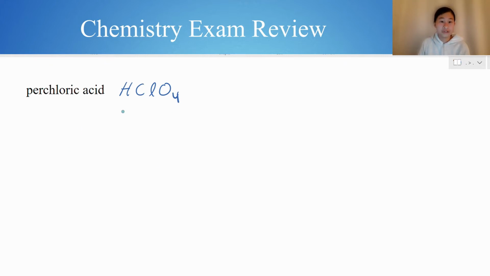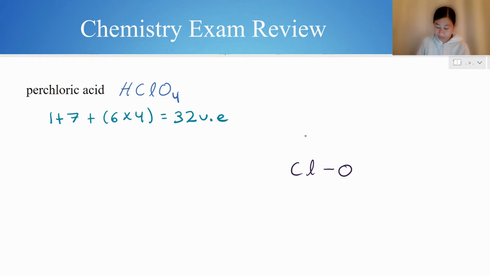So our first step in drawing the Lewis structure is to count the number of valence electrons. Hydrogen has 1 valence electron, chlorine has 7 valence electrons, and then we have 6 valence electrons for each oxygen, but we have to multiply by 4 because there's 4 oxygens. Okay, so this is 8 plus 24, which is 32 valence electrons. Now we will draw our skeletal structure. So we will have chlorine in the center, and we will bond 4 oxygen atoms around it. And we'll attach the hydrogen to one of the oxygens via a single bond.